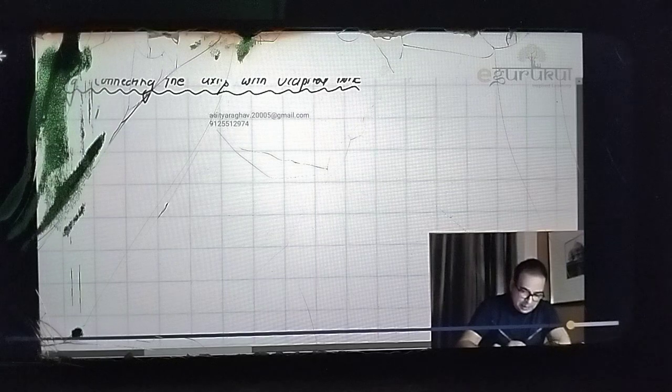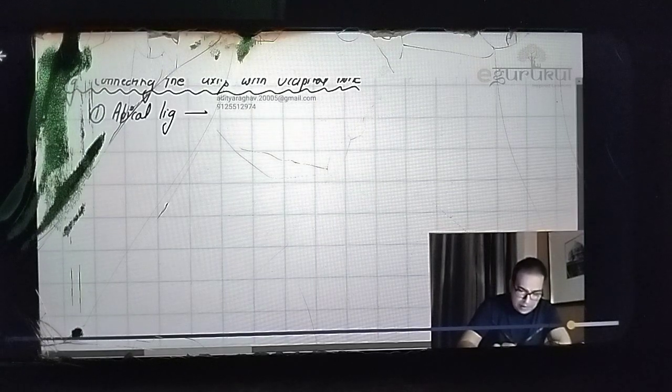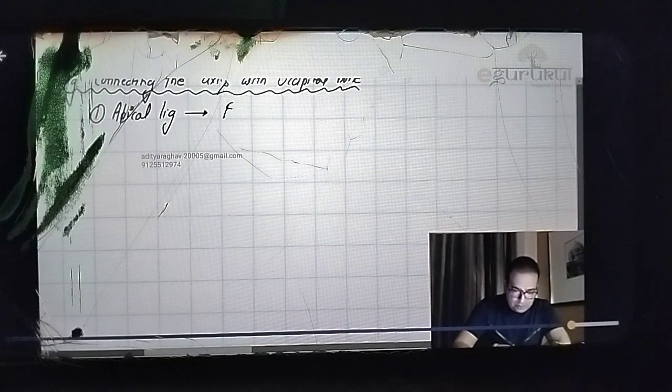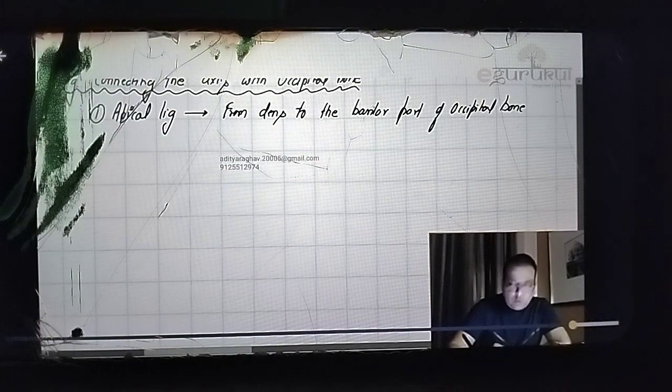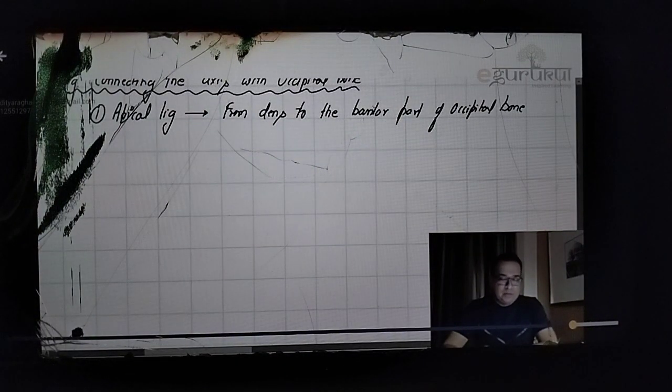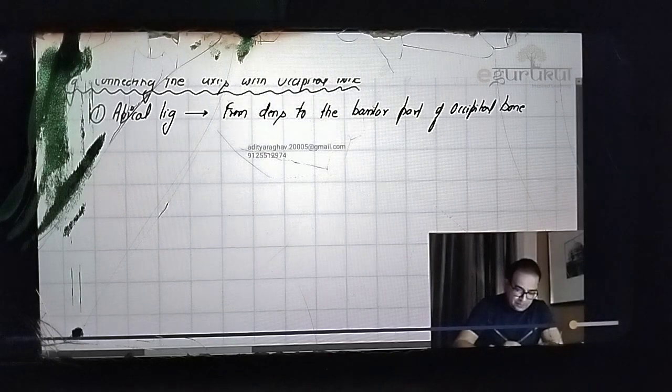So we got number one, that is the apical ligament. Where was the apical ligament from and to? Apical ligament is from the dens to the basilar part of occipital bone. Write this, this is the remnant of notochord. Apical ligament and membrana tectoria, they both are the remnant of notochord.